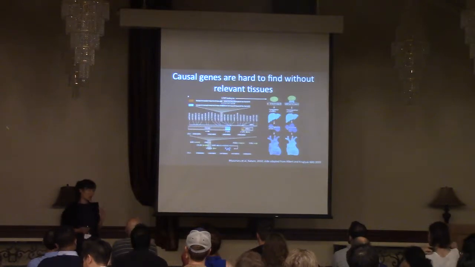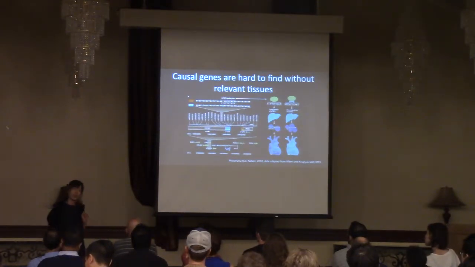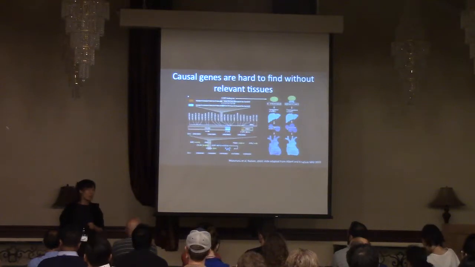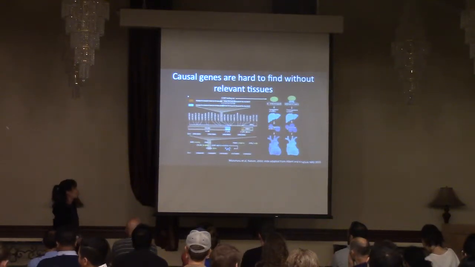Now, this actually is a very interesting example because sortilin-1 has very liver-specific expression levels. So if you did not study liver, you probably did not find it. And that was the case in a lot of the candidate genes.